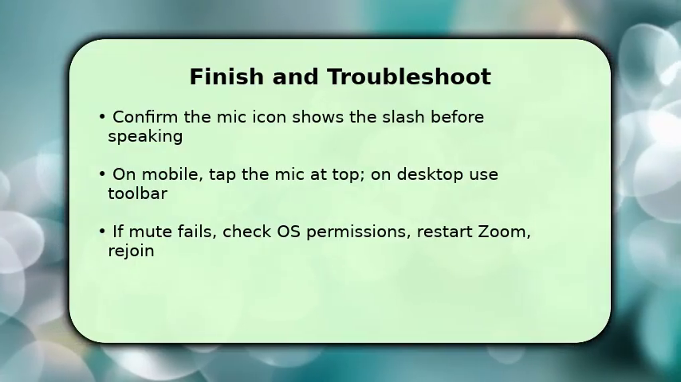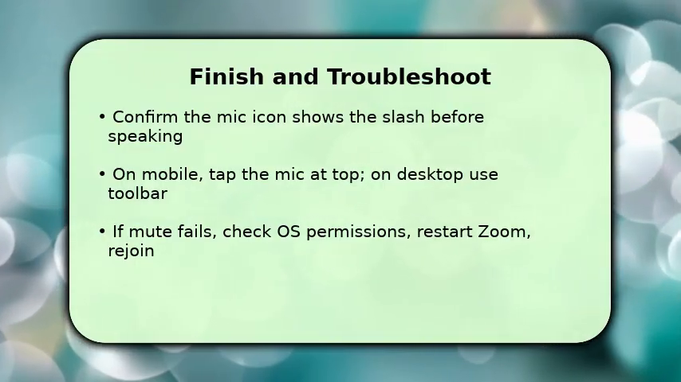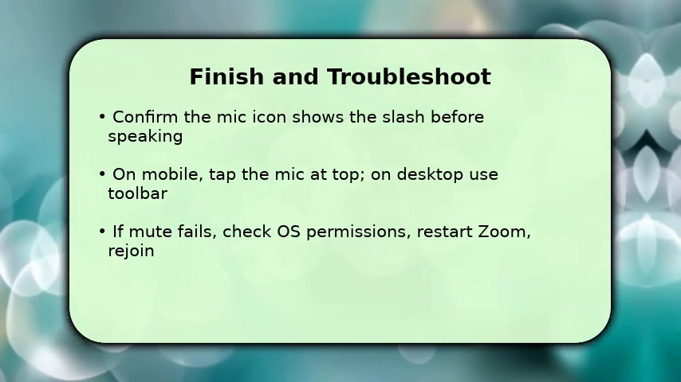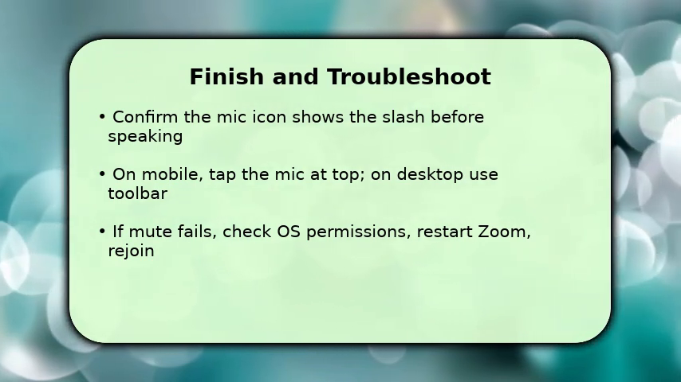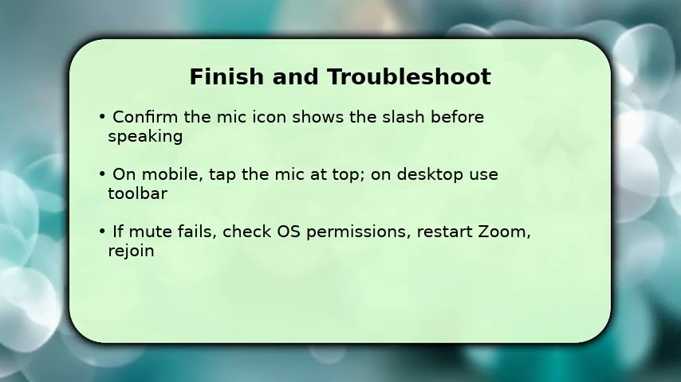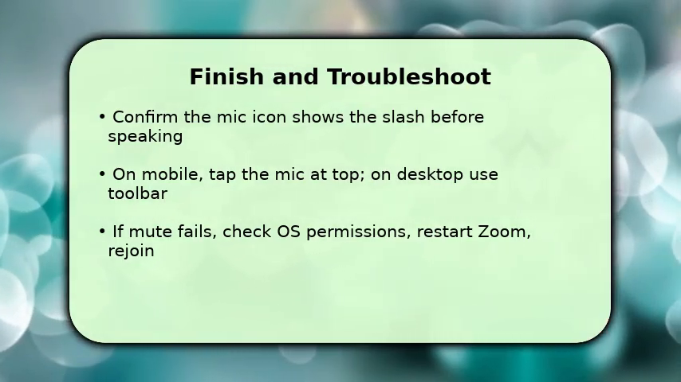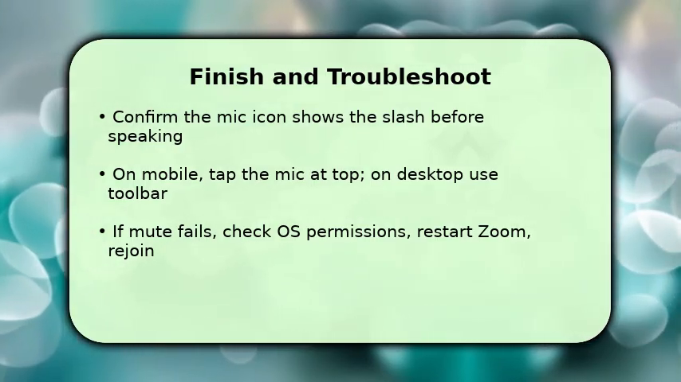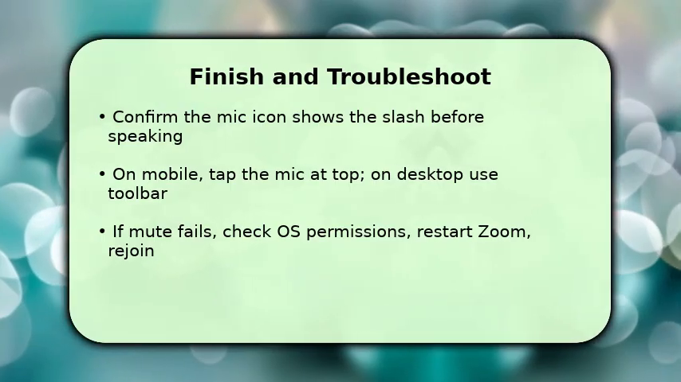On mobile, the mic control is at the top or bottom. On desktop, it's on the meeting toolbar. If you want to stay quiet for the whole session, leave your device muted and avoid pressing the mic. If muting doesn't work, first verify operating system privacy permissions for Zoom, then quit and reopen the app or rejoin the meeting. That usually resolves persistent audio issues.